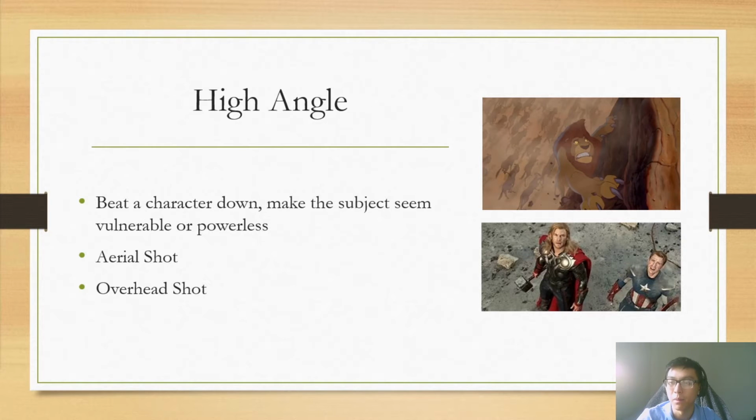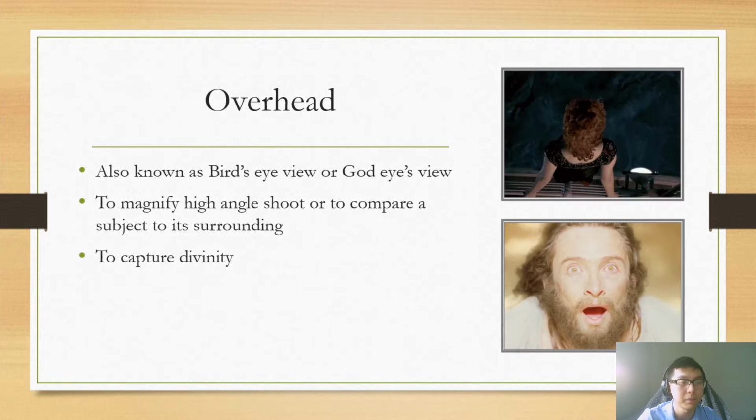I'm going to talk a bit more about the overhead shot on the next slide. So the overhead shot is also known as a bird's eye view or God's eye view. It's a very unique type of camera angle. It could be used for multiple purposes, depending on the intention of the filmmaker. Some directors use it to magnify or empower high-angle shots and to capture a larger view of the surroundings. Some use the technique to represent a character's point of view, looking from above, just like a God perspective.